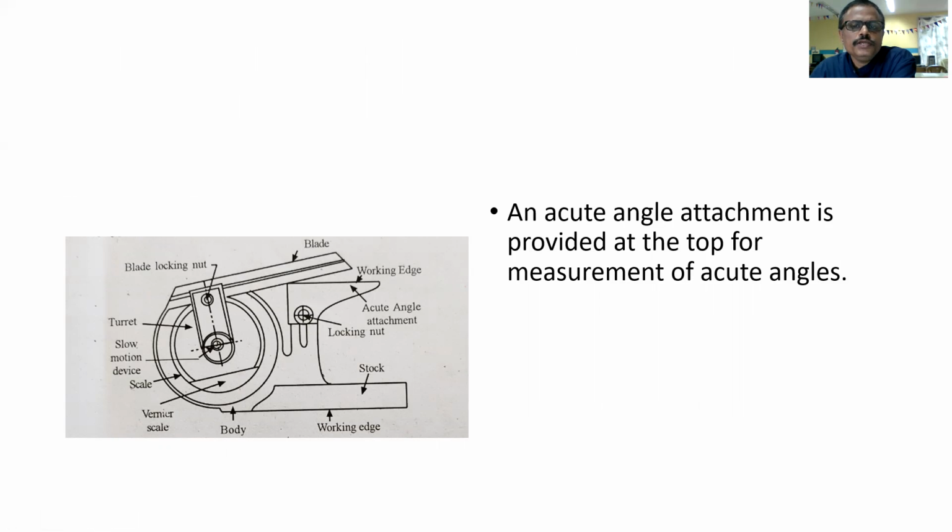We can also use the bevel protractor with this acute angle attachment. It is provided at the top for measurement of acute angles. The acute angle attachment is shown here. It helps you take angular measurements of less than 90 degrees.